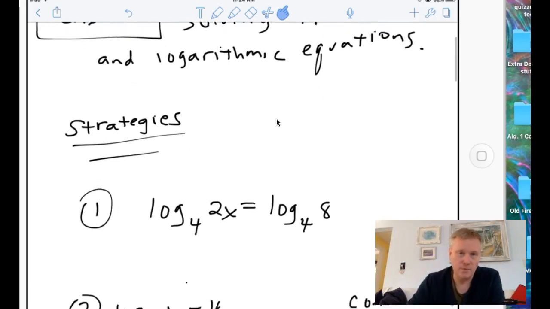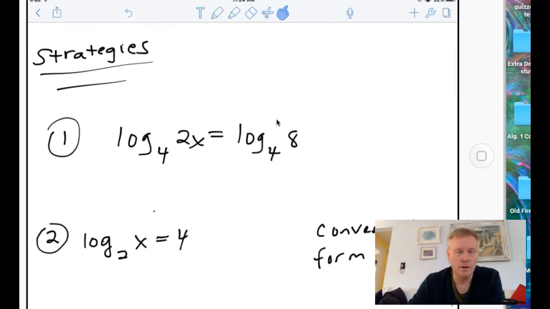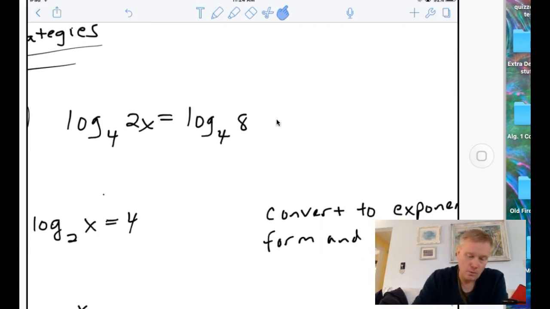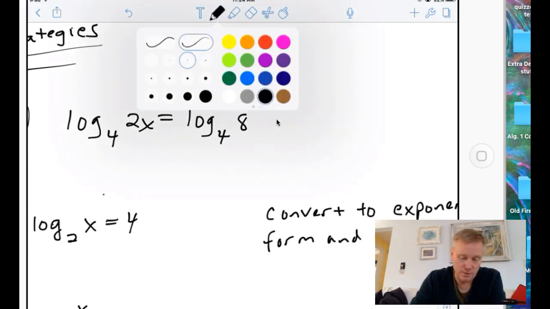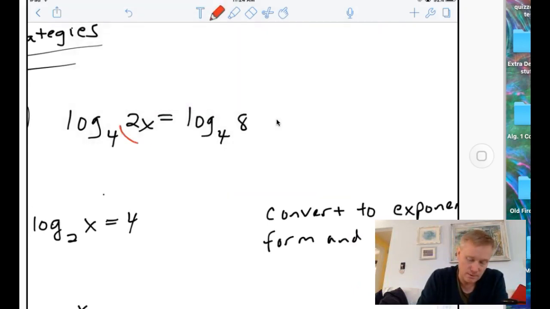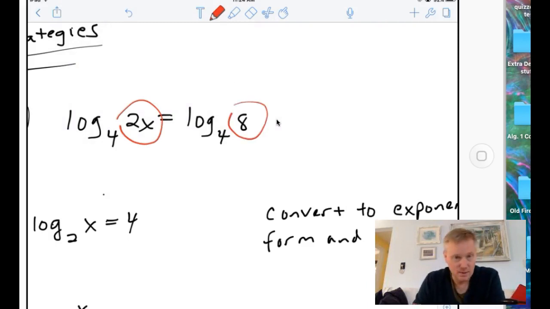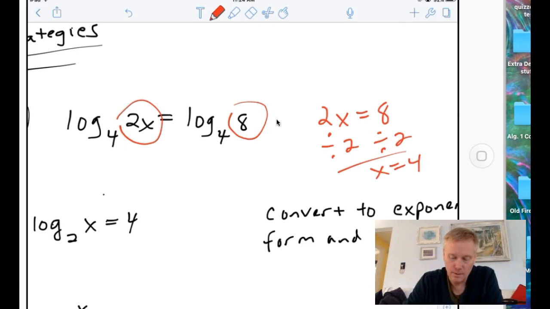If I can get something into this form, where it's log to base 4 of 2x equals log to base 4 of 8, it's in the same form on both sides. If these two expressions are equivalent, the only thing that's different about them is the 2x and the 8. Everything else is identical. It has the same base, there's nothing in front of the log, and no exponents. Which means 2x equals 8, and I can divide by 2 and solve for x, which gives me a quick, easy answer of x equals 4.